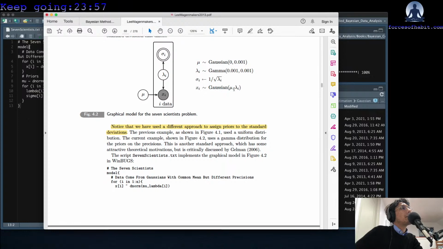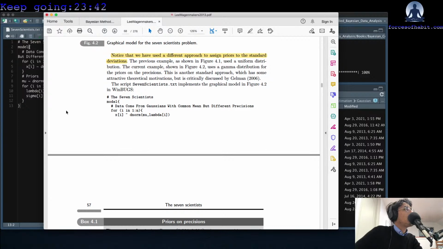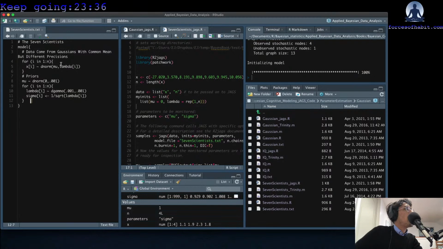For a given subject we have a Gaussian distribution with the average and then the precision for that subject. Common mean, different precisions. So for each subject, x i is normally distributed with mu and lambda i. For example, scientist one has the same average but a different precision. And the priors are uniform, so we have mu here, normally distributed.